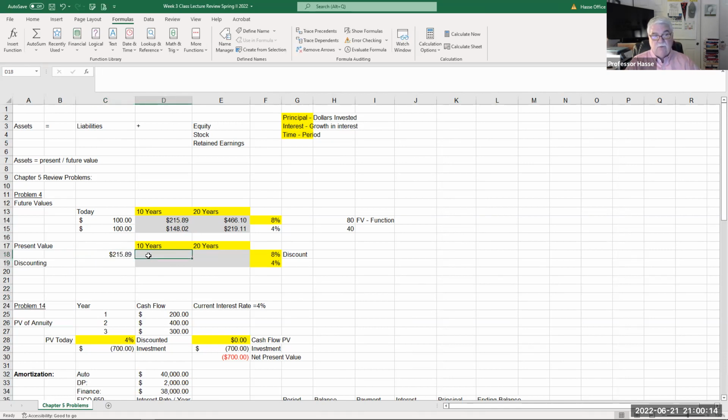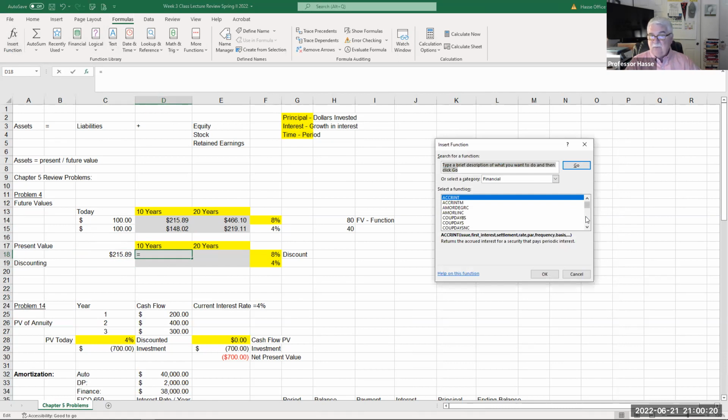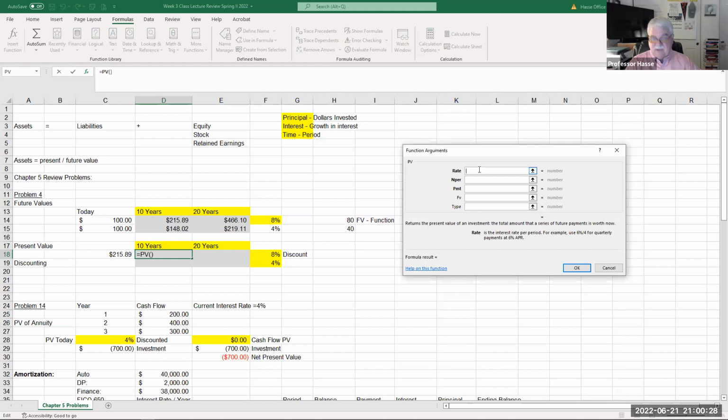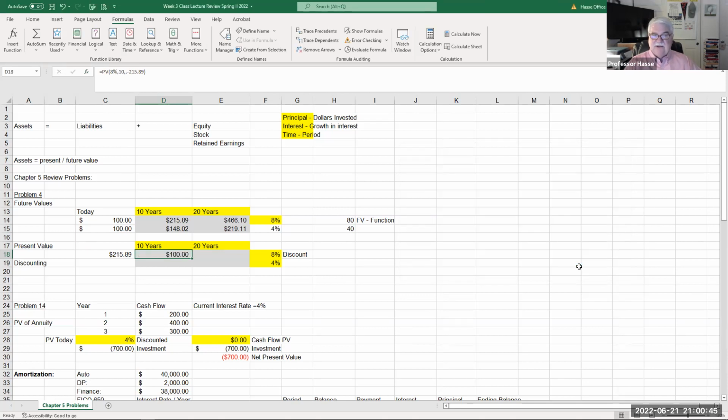What's the present value? So again, formula, function, financial, and now we look for PV, present value. And now we put in, again, the rate, in this case, 8%. Number of periods is 10. And now under future value, we put in minus $215.89. That's the future value that we're trying to determine the present value of. Hit OK, and there it is, $100. That's the present value of $215.89, discounted at 8%, back 10 years.